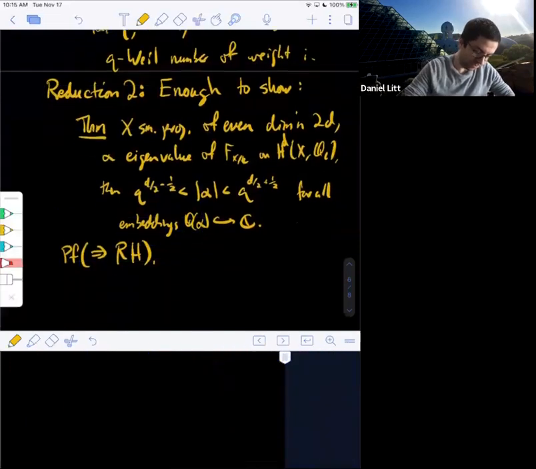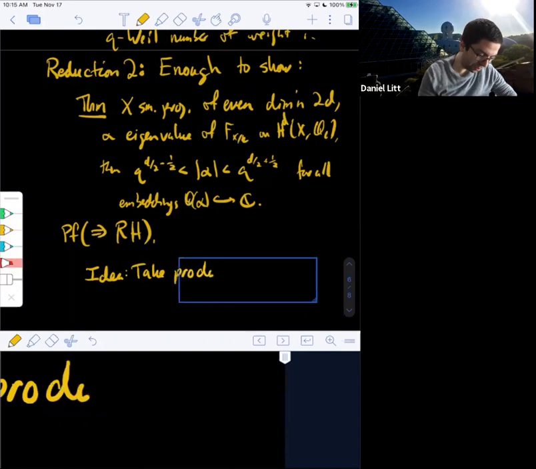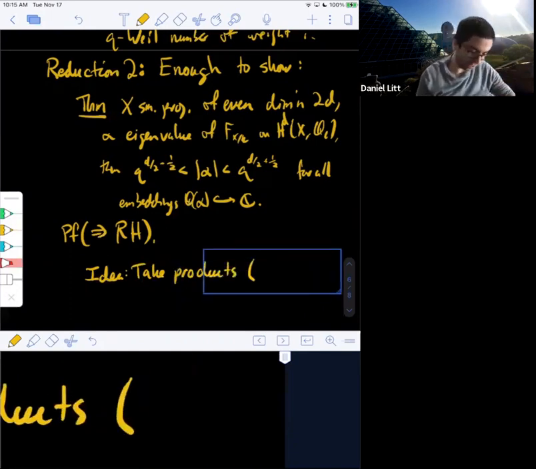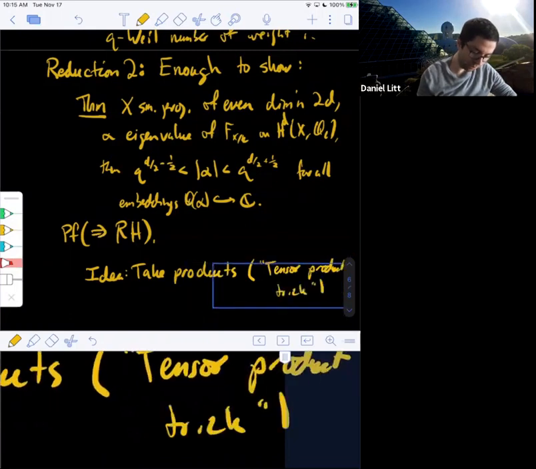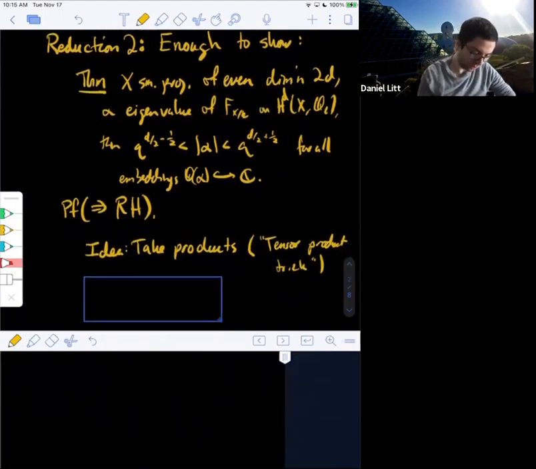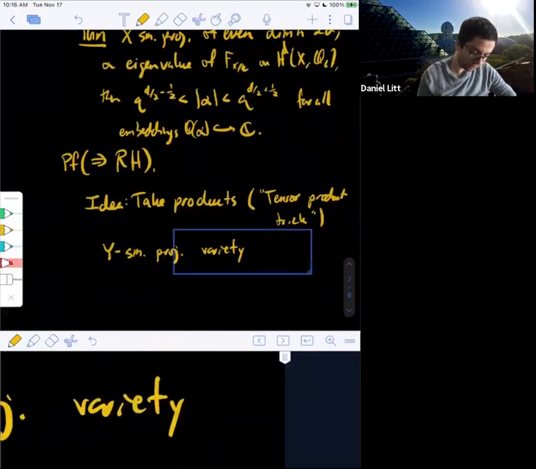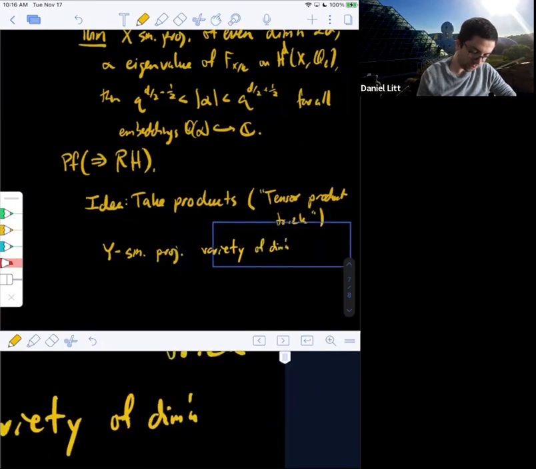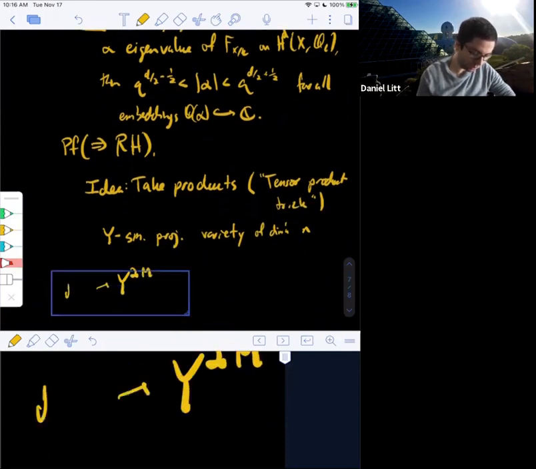The idea is to take products. Some people, I think for example Terry Tao, call this kind of trick the tensor product trick. He has a nice blog post with lots of examples of this kind of trick showing up. So let's take an example. Let Y be any smooth and projective variety of dimension n. So n need not be even here. And let's take Y^(2m). This variety has dimension 2nm, right? Do you guys agree with this?